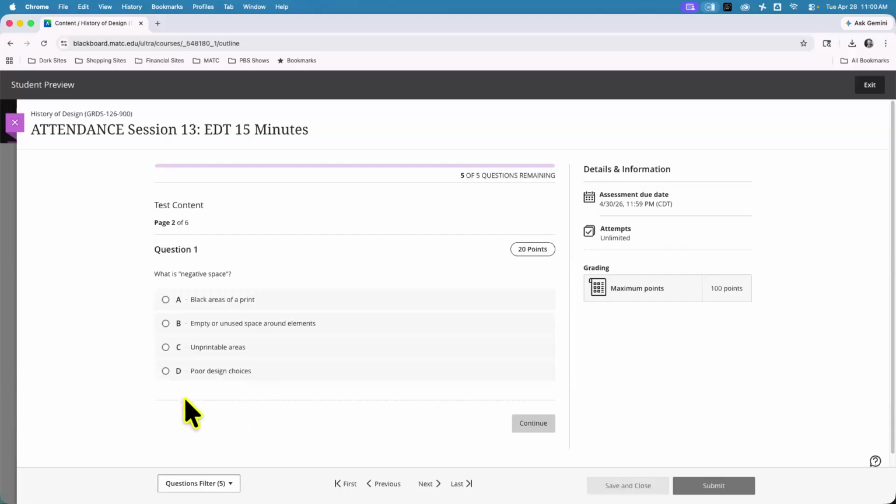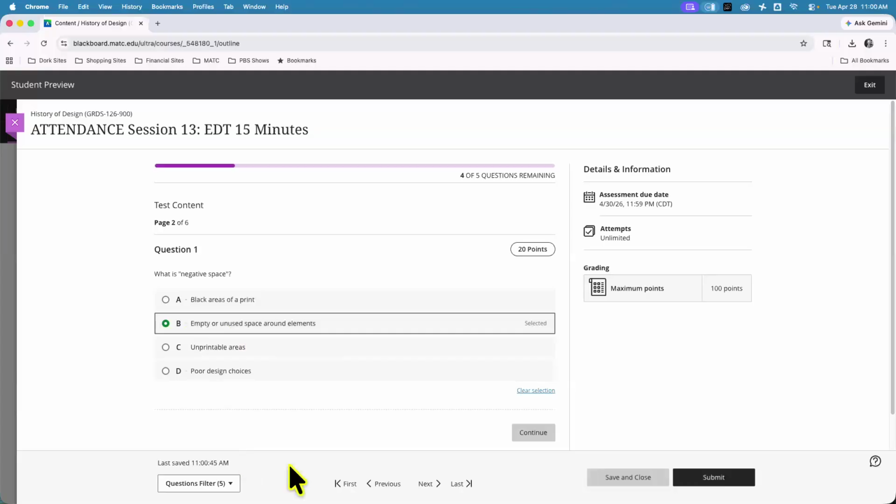Poor design choices. That's really should be it. No, I'm just kidding. It's empty or unused space around elements. That unused, I guess that seems almost bad, but you need it. Negative space is needed. So don't forget the negative space. White space, negative space, open space, whatever you call it, it is needed.